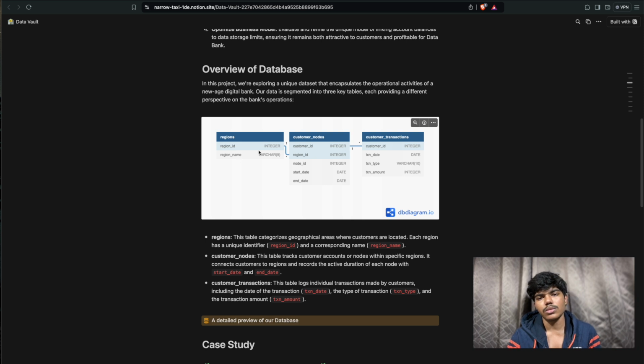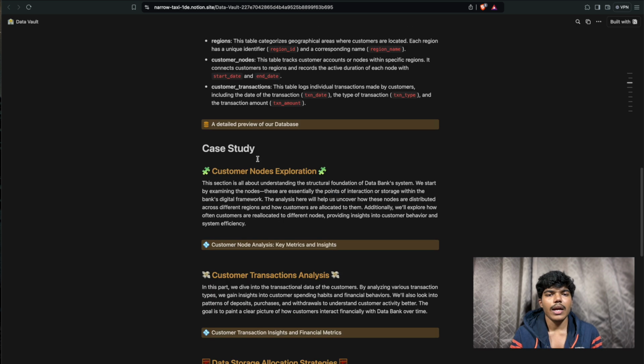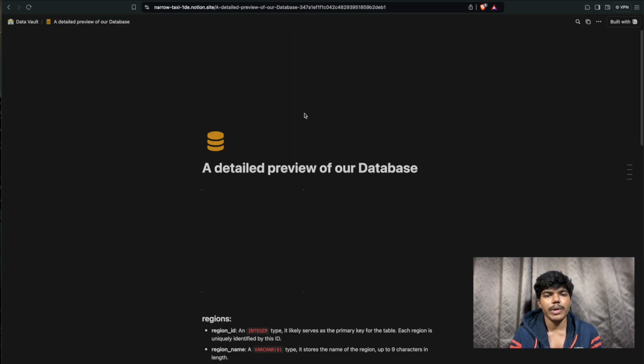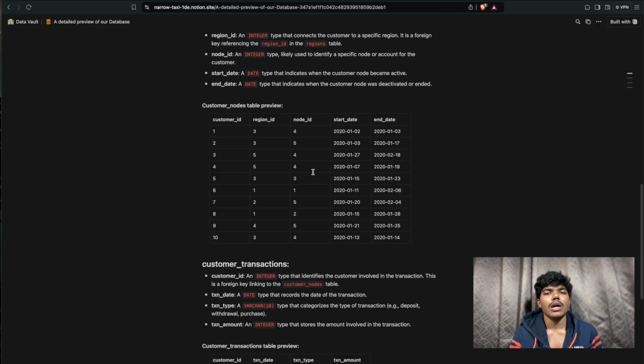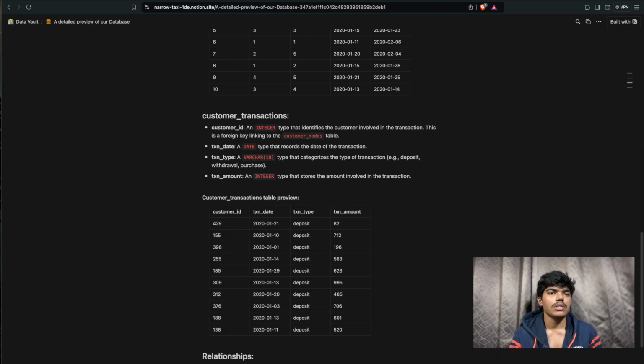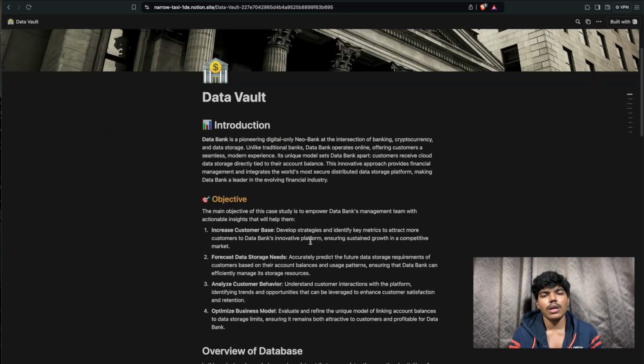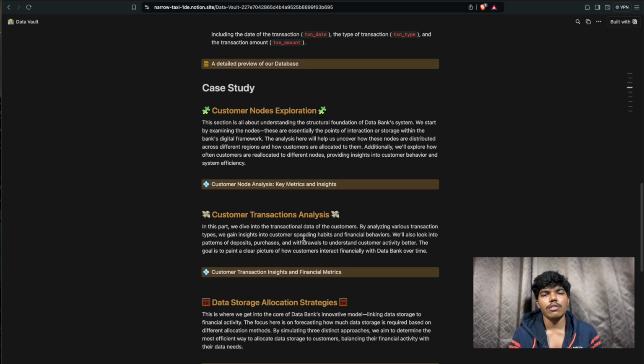And here we have the overview of the database. You would have known this when I was solving the Data Bank questions. Here we have three tables: regions, customer notes, and customer transactions. I have created a new page where we can see a detailed preview of our database, with examples of how it looks. And next up we have our case study.